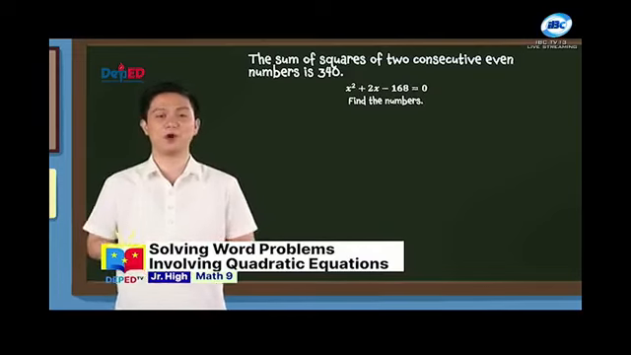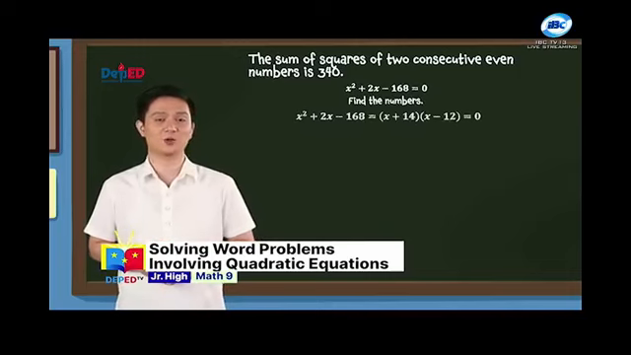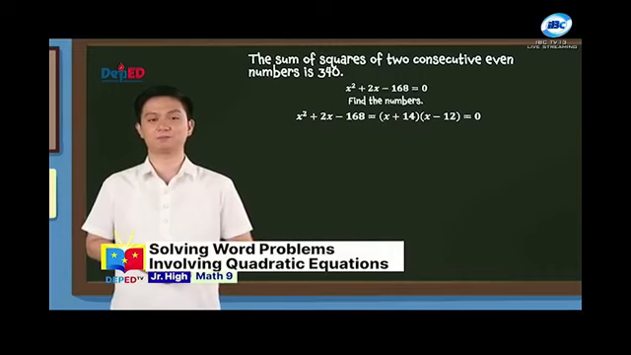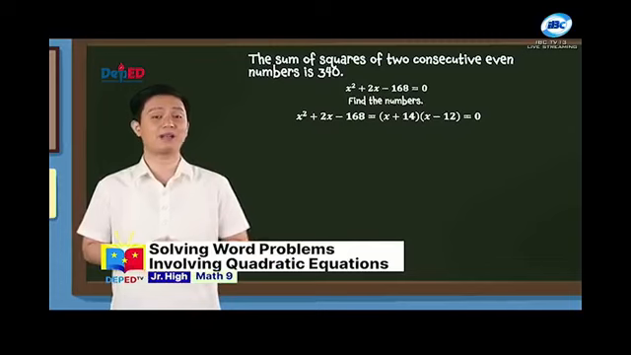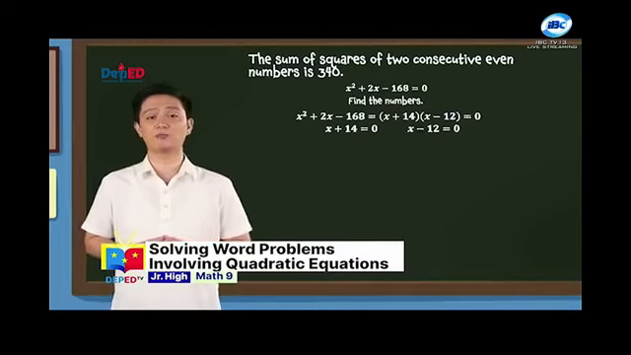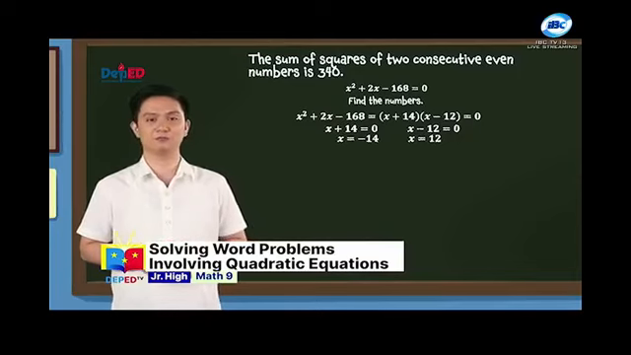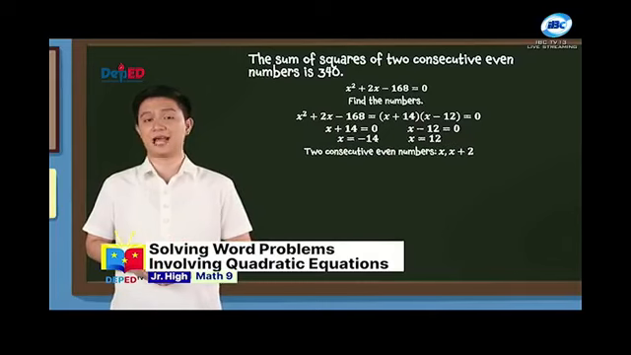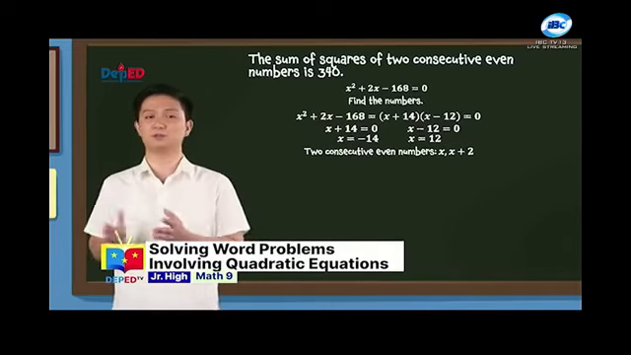So going back, the trinomial x squared plus 2x minus 168 can be expressed as the product of the binomials x plus 14 and x minus 12. And this, of course, is equal to 0. Now, if we equate each factor to 0, we must obtain the following values of x. We have negative 14 and 12. Recall that we have represented the two consecutive even numbers as x and x plus 2.